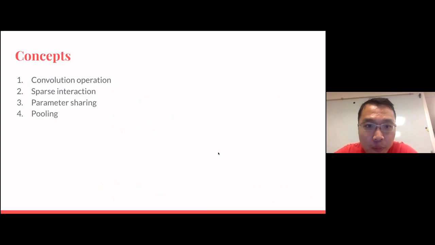To further understand this technique, we need to understand some concepts. The first I will introduce is the convolution operation, and second are sparse interaction, parameter sharing, and pooling. These concepts have similar ideas in our human vision system. I will introduce them one by one.